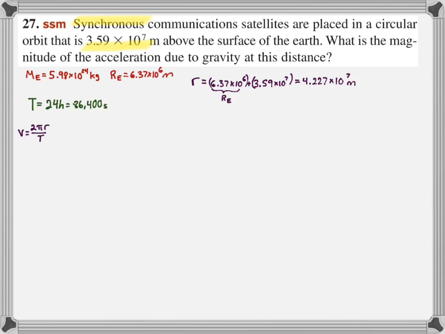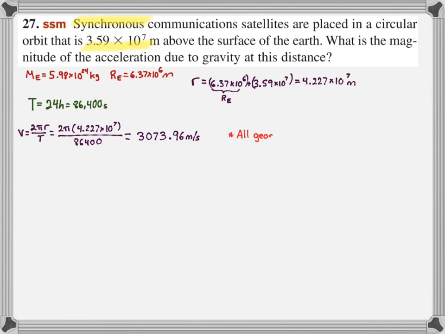The velocity of the satellite you can simply find by taking the circumference, which is the distance traveled in one period. T is the amount of time for one period to occur. So it's simply 2 pi times the radius we calculated divided by the 86,400 seconds, and we get 3,073.96 meters per second.